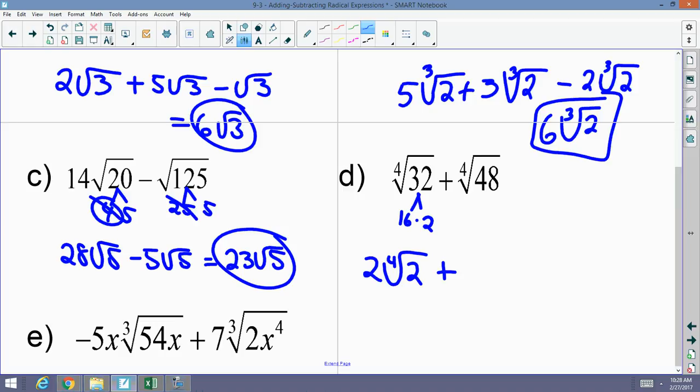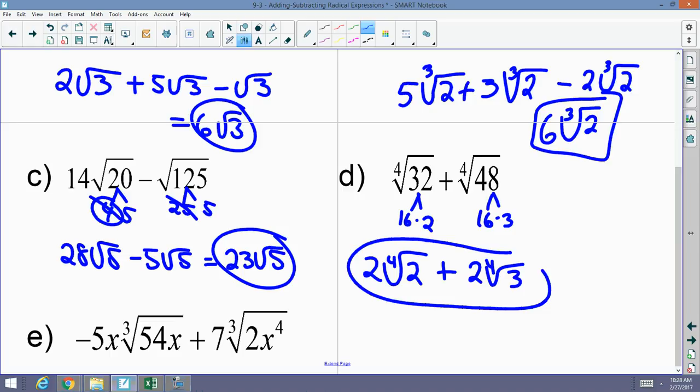Plus, can 16 go into 48? Yeah, 3 times. And the 4th root of 16 we already determined was 2. So this is 2 times the 4th root of 3. So we simplified it. It's real pretty and all, but we can't do anything with those except simplify them, and we're done.